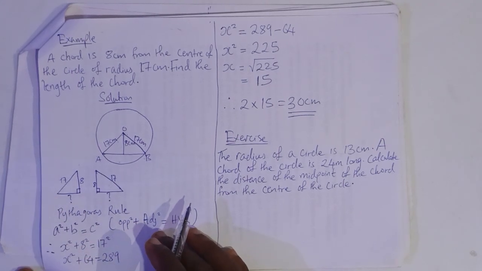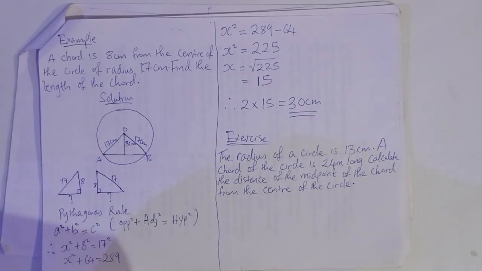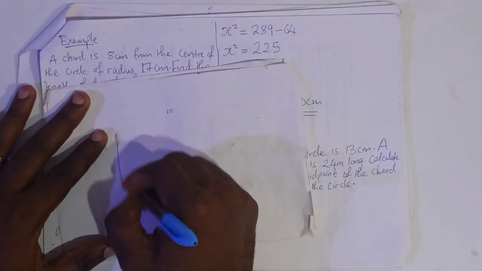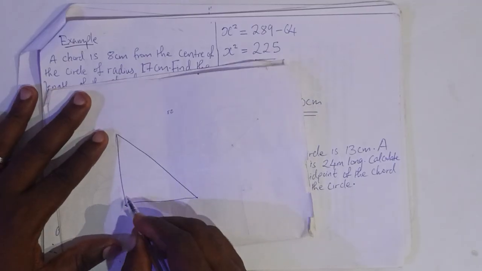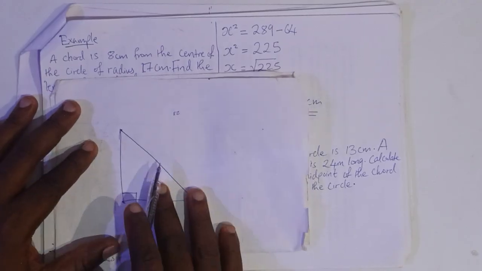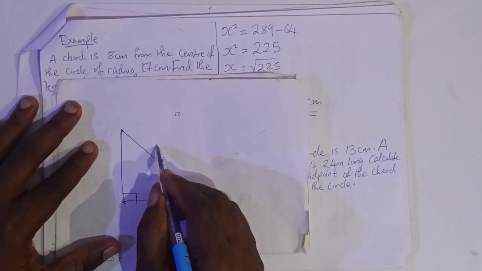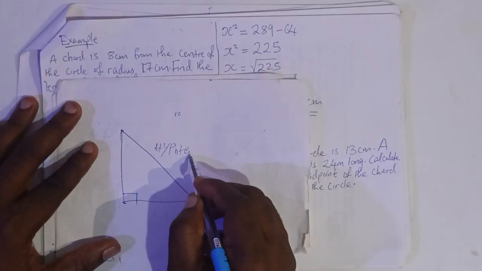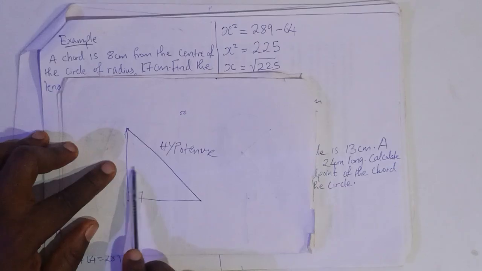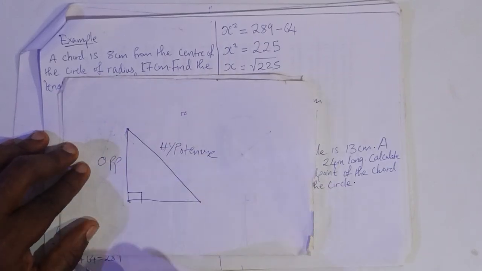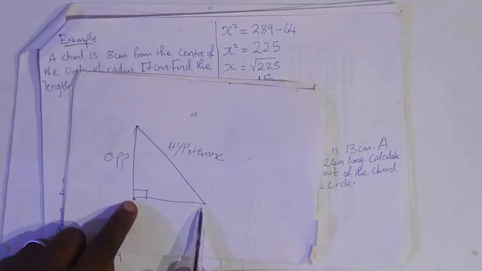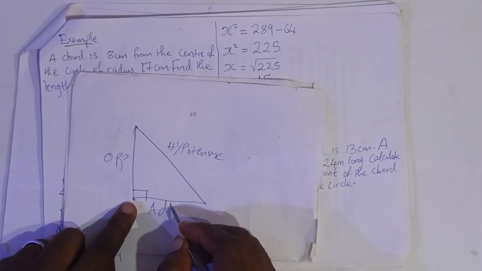So what does Pythagoras' theorem state? Pythagoras' theorem deals with only right-angled triangles. So for example, this is a right-angled triangle, okay? Now, in Pythagoras' theorem, this right-angled triangle has its longest side called the hypotenuse. And then the side that is opposite is called the opposite. And the side that is right below the opposite and the hypotenuse is called the adjacent.